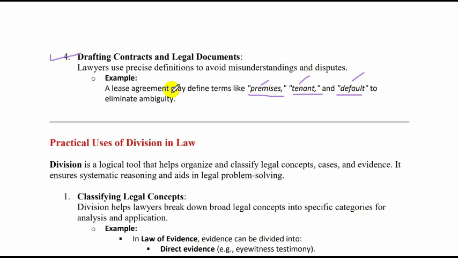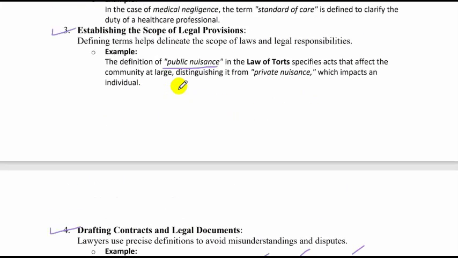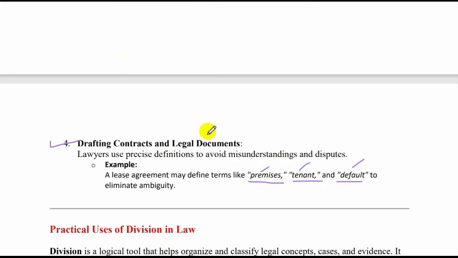The third was the scope of the definition, that it clearly delineates itself from other similar types of terms. For example, public nuisance clearly states what is included in public nuisance, separating itself from private nuisance, and it helps in drafting contracts and legal documents to avoid misunderstanding and disputes.